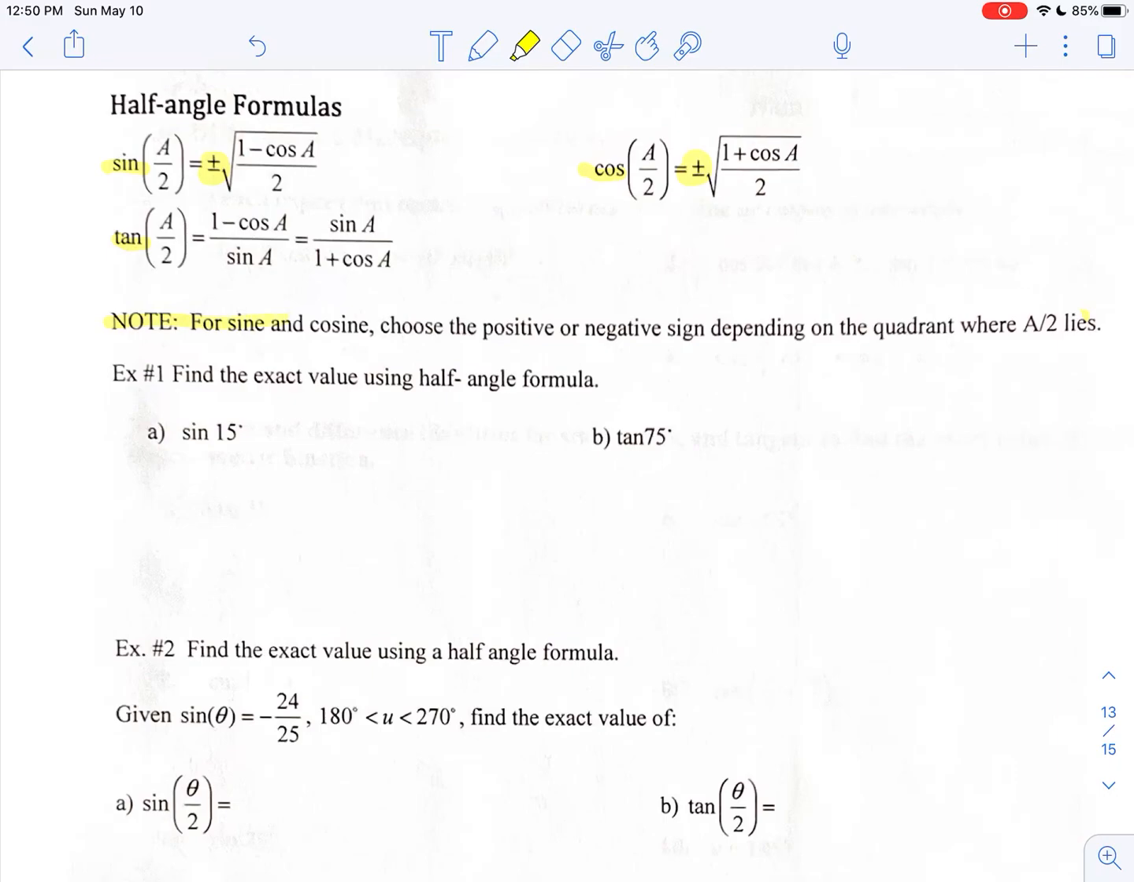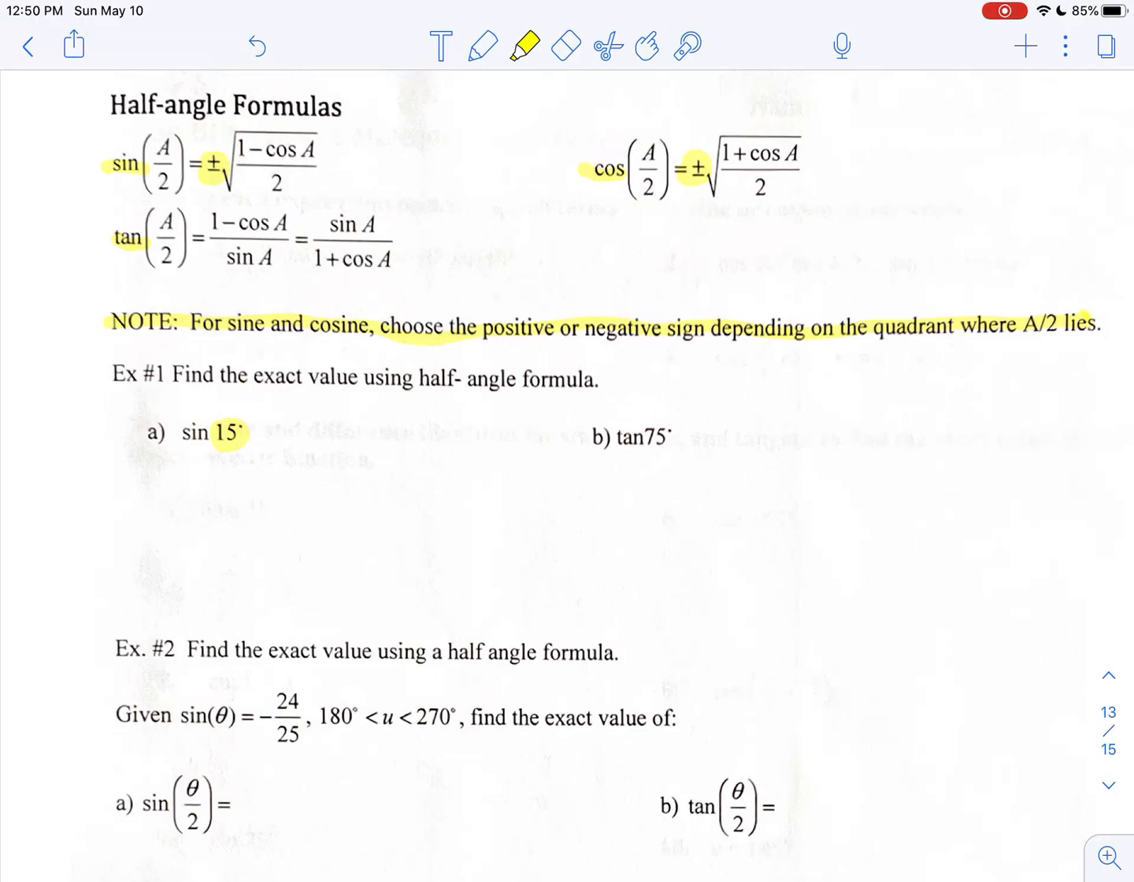So that's an important note I'd like you to start off by highlighting. You're only going to either pick the positive answer or the negative answer depending on where your half angle lies. So half angle formulas are used to, for example, find the exact value of sine of 15 degrees. Even though 15 doesn't fall on one of the unit circle angle measures that we know of, we would be able to find 15 degrees because that's half of 30 degrees, which we do have information on.